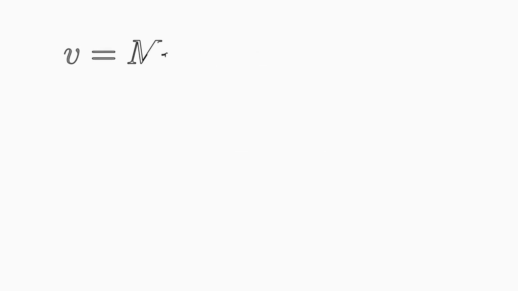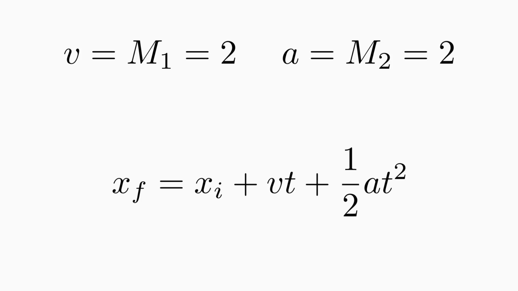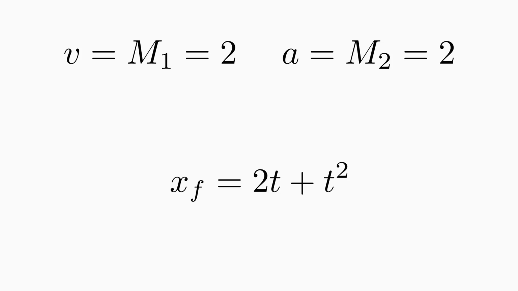Well, the motion of order 1 is velocity and the motion of order 2 is acceleration. And I learned at school that we can use this formula to compute the position of the point at time t, given its initial position, initial velocity, and constant acceleration. By substituting the values for velocity and acceleration, the final position is given by this. We now have the position of the body as a function of time.